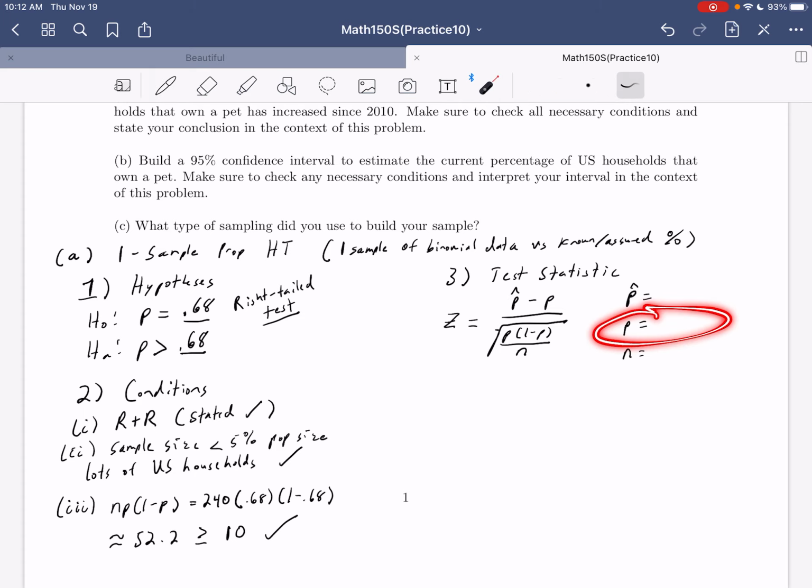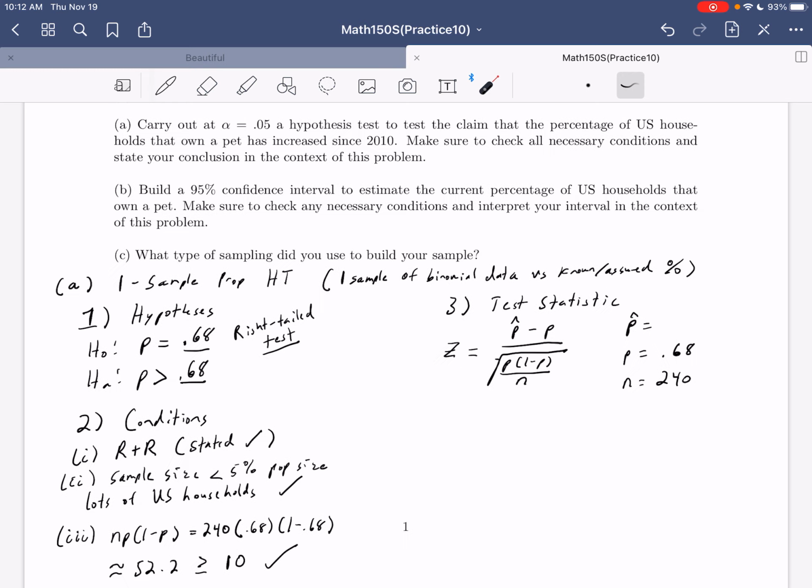So for this p, we've already used that. That's the null hypothesis, so that's 0.68. And the n, that's the sample size. We've already used that. That's the 240. So the only question then is, what is the p hat? Now remember, that notation stands for the sample proportion. So that means we have to actually calculate what proportion of people in our sample had the trait that we wanted, which in this case was that they owned a pet.